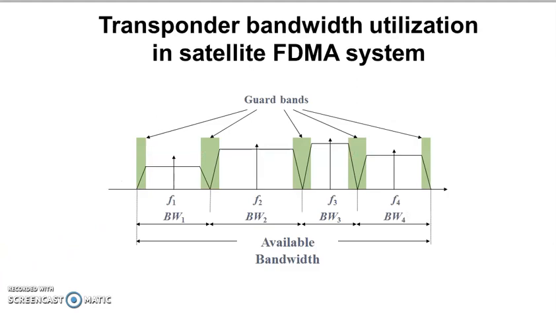Now, here we have a satellite transponder. This shows bandwidth utilization in a satellite FDMA system, the available bandwidth in a transponder. We have different channels F1, F2, each with a separate bandwidth. In this particular figure, we have four carriers sharing different bandwidths: bandwidth 1, bandwidth 2, bandwidth 3, and bandwidth 4. And the usual bandwidth we have is associated with a carrier.